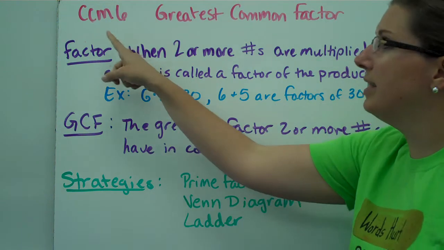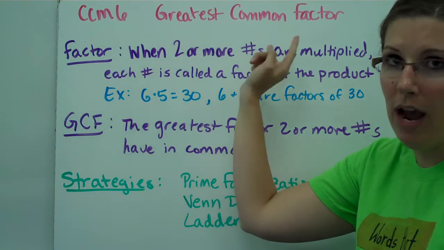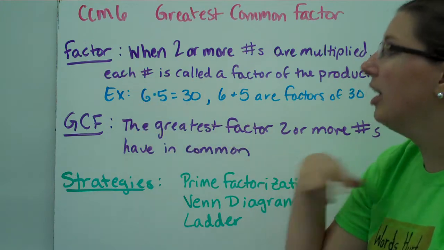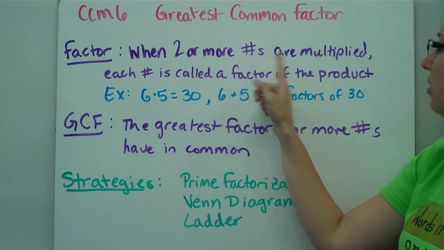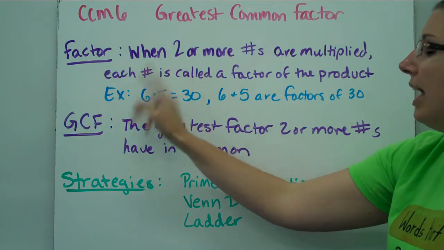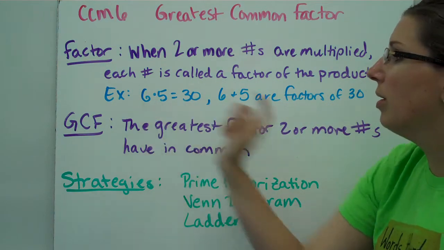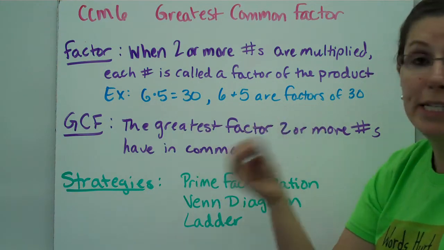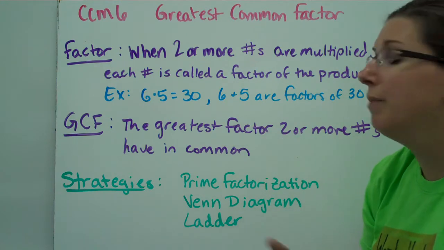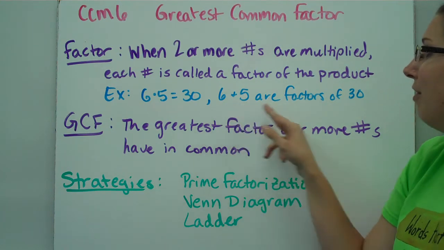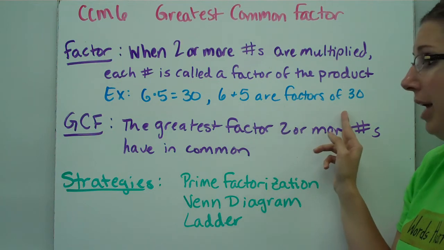Today we're talking about CCM6, finding the greatest common factor. A factor is when two or more numbers are multiplied. Each of those numbers are called a factor of the product. So, for example, if I multiplied 6 times 5, I would get 30. So 6 and 5 are factors of 30.